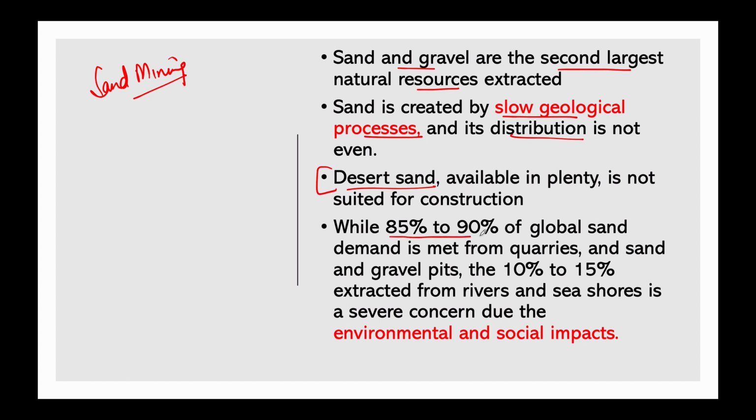While 85 to 90% of global sand demand is met from quarries and sand and gravel pits, 10 to 15% is extracted from rivers and seas, which is causing environmental problems and is a severe concern due to its environmental and social impacts.